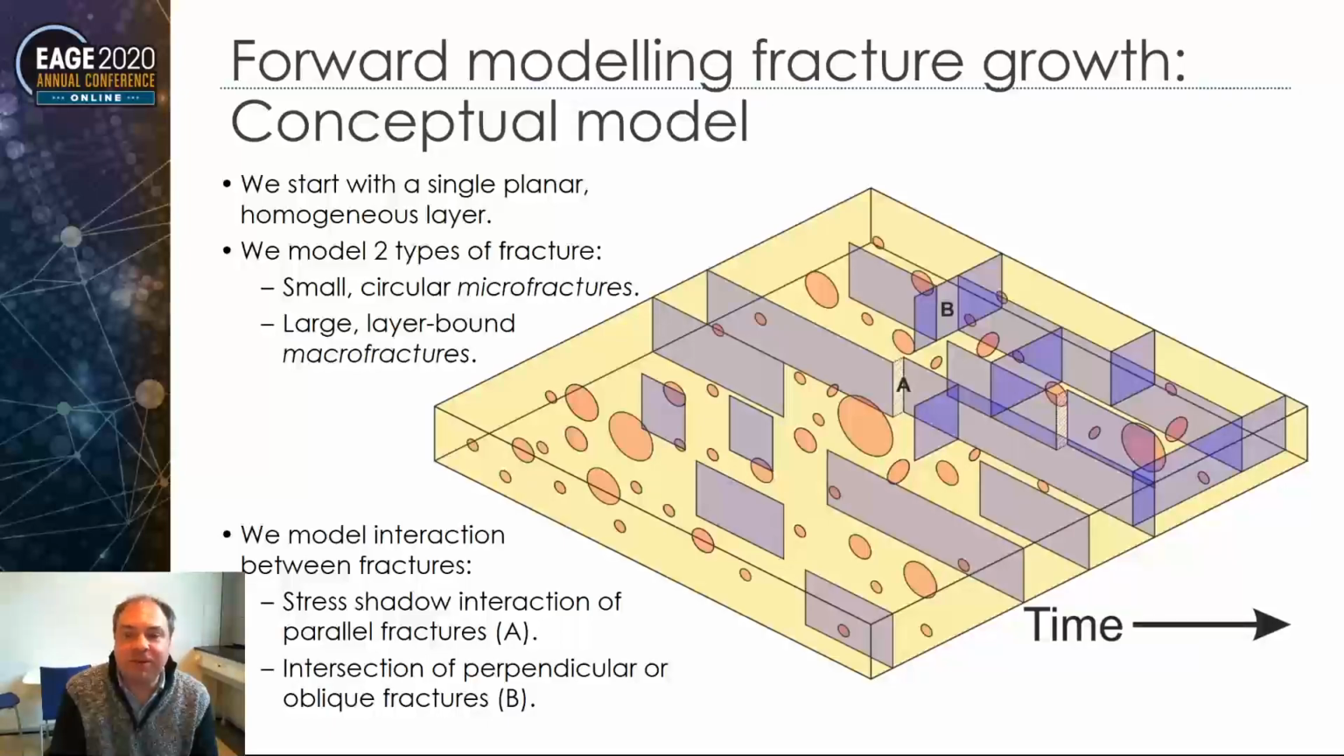So the ultimate density distribution and connectivity of the fracture network will depend on the rate of nucleation, the rate of propagation, and the rate of interaction, which are all determined by the geomechanical properties and, most importantly, by the strain that we apply.